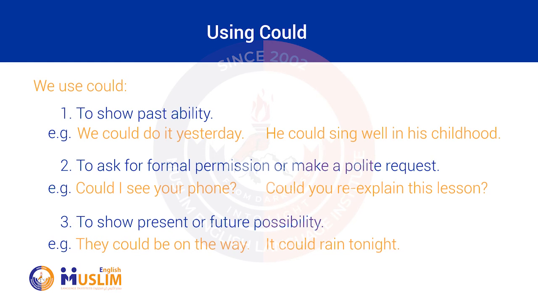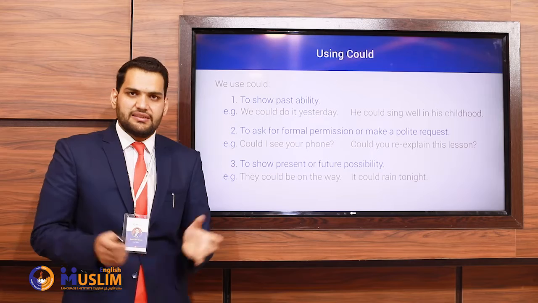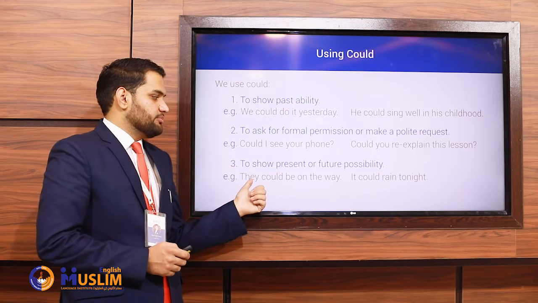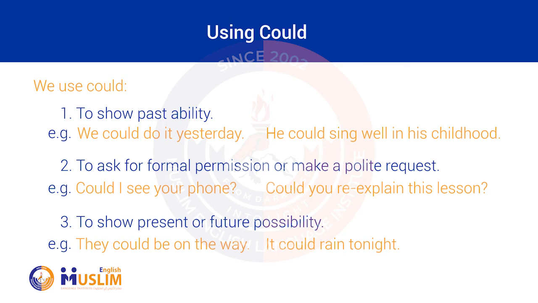And the third purpose is that it is used to show present or future possibility, just like can. For example, they could be on the way, or it could rain tonight.